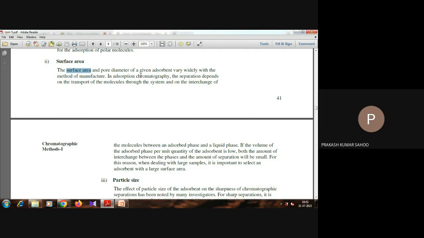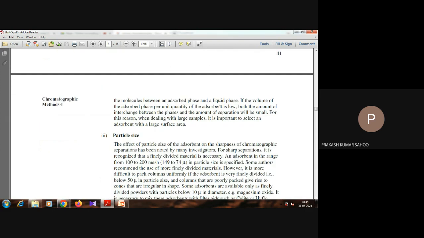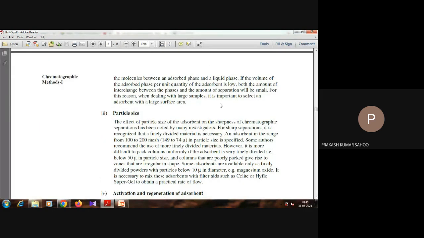In adsorption chromatography, that is liquid chromatography, the separation depends on the transport of molecules through the system, on the interchange of the molecules between an adsorbed phase and a liquid phase. If the volume of the adsorbed phase per unit quantity of the adsorbent is low, both the amount of the interchange between the phases and the amount of separation will be small. For this reason, when dealing with a large sample, it is important to select an adsorbent with a large surface area.